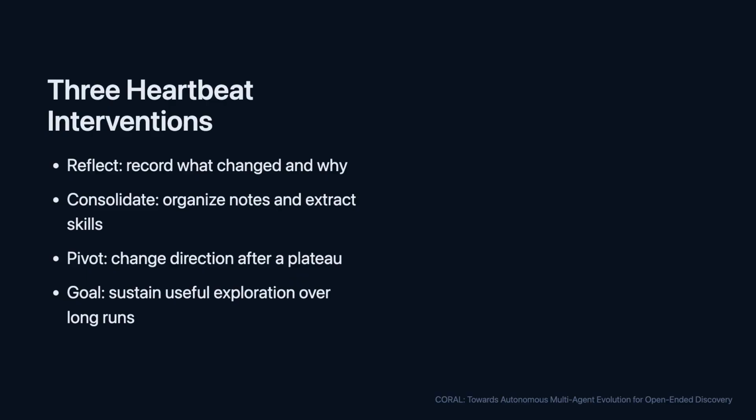Coral also adds a practical mechanism called heartbeat. Since agents are not forced through a fixed pipeline, they can get stuck polishing small details or forget to externalize useful discoveries. Heartbeats periodically interrupt that drift. One heartbeat asks for reflection after attempts. Another asks agents to consolidate notes into reusable knowledge. A third detects stagnation and prompts a strategic pivot. The idea is not to micromanage the agent, but to keep long-horizon search healthy.